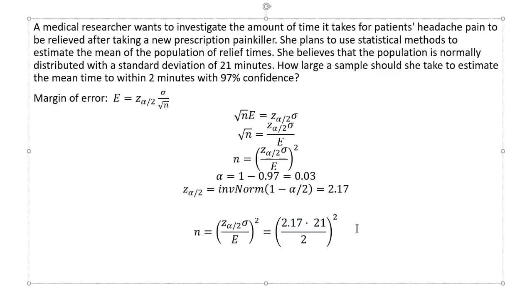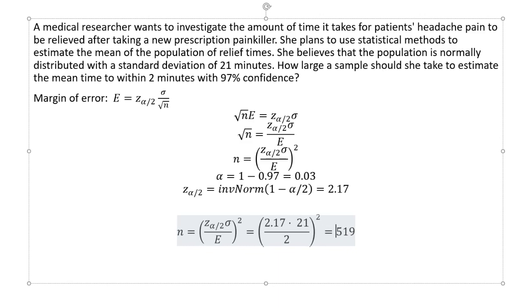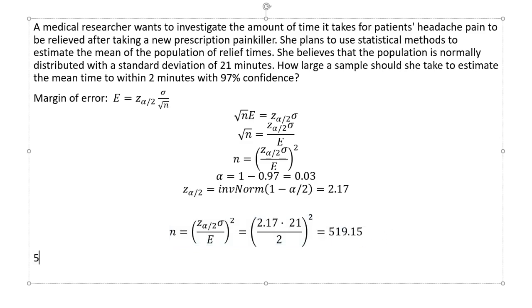519.15. And there's one last thing that you have to be careful. When you get this number, 519.15, you always have to round up because you have to be at least this number, but you can't have like 0.15 people. That's impossible. So you have to have 520 people. So the answer will be 520.